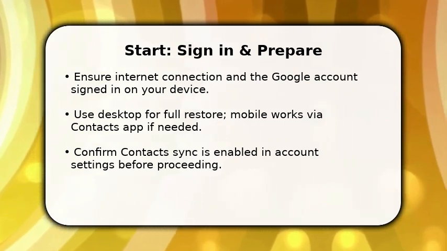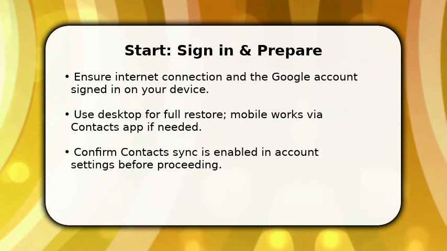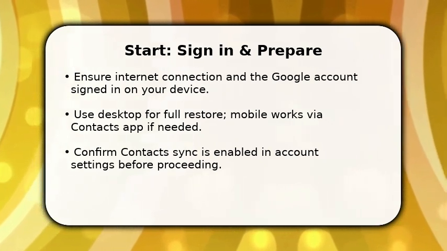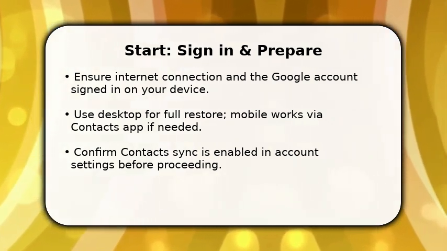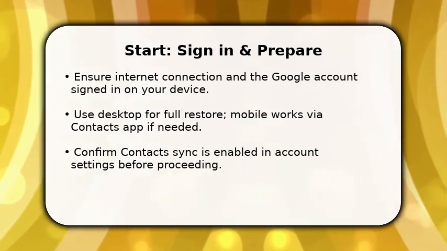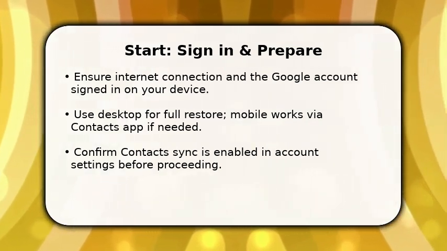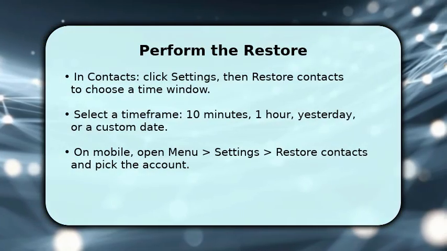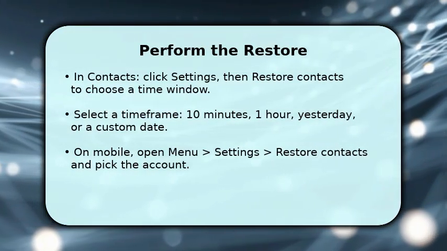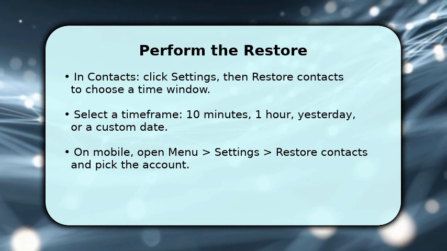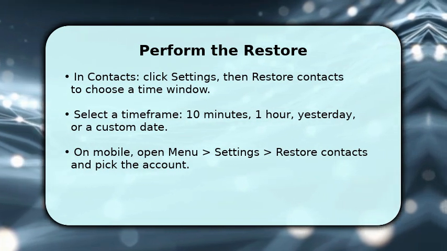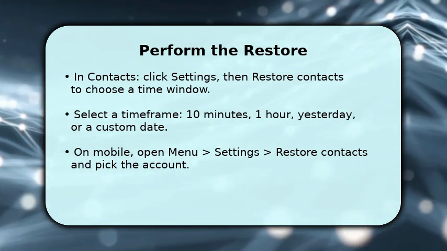Start with the Contacts main view so you can access the Restore and Manage tools immediately. Now you'll execute the restore. In Contacts on desktop, open Settings and pick Restore Contacts. Choose the time window that predates the deletion. This reverts the list to that snapshot. On mobile, go to Menu, Settings, Restore, then select the account and time frame.